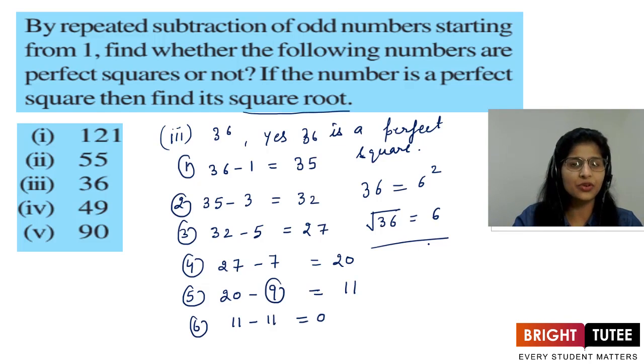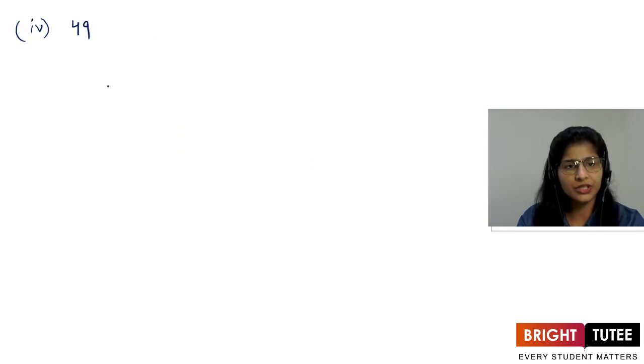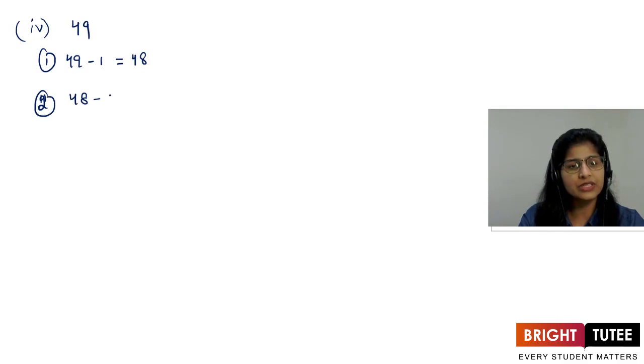Let us discuss for 49 and 90 also. You may match your answers while I discuss. You can also try them independently in your notebooks. Let us check for 49. So first step is to subtract 1 from it. What we get? We get 48. The second step is from 48 we subtract 3. What we get? We get 45.